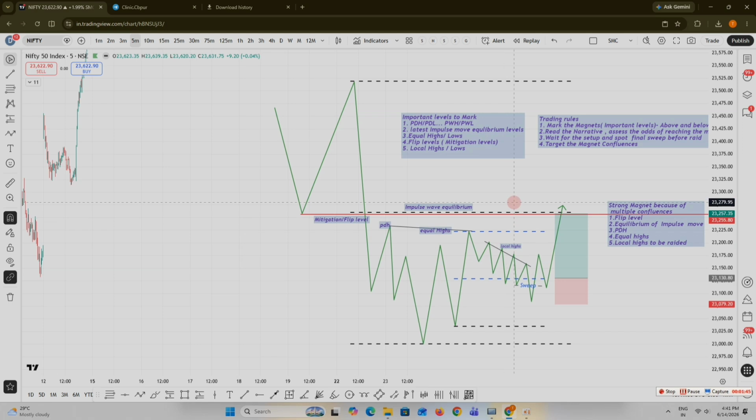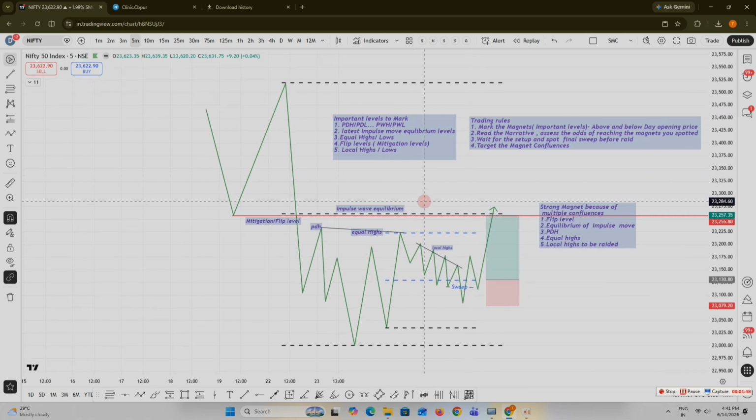Now, how to mark? What are the levels to mark? See the levels I have shown in this box. These are very important levels. These are the locations where the liquidities are rested, and mathematically also the price has a tendency to reach the equilibrium of the latest impulse moves. So what are the levels? Near the previous day high, previous day low, and also whenever price is near the previous week high or low, or month high or low, you have to mark all those levels. And the equilibrium level of the latest impulse move.